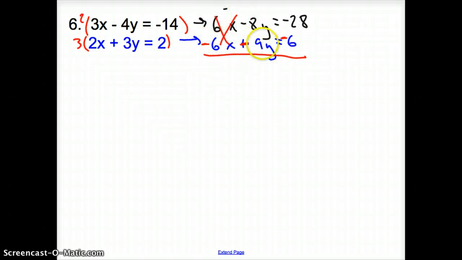So now when I combine them, that is gone. Here I get a negative 17y equals a negative 34. So y equals 2. So there's part of my answer.